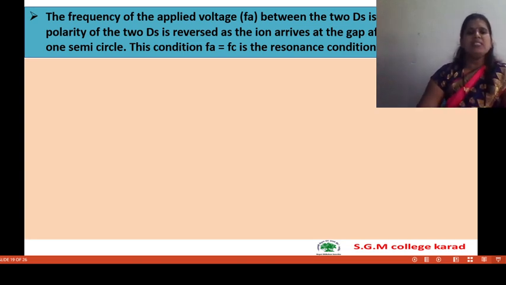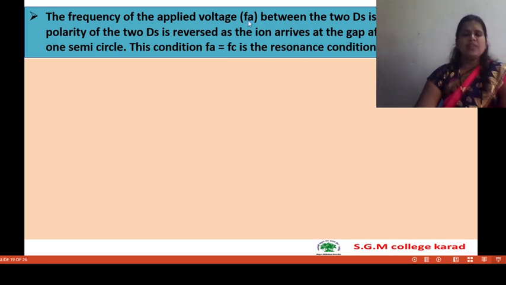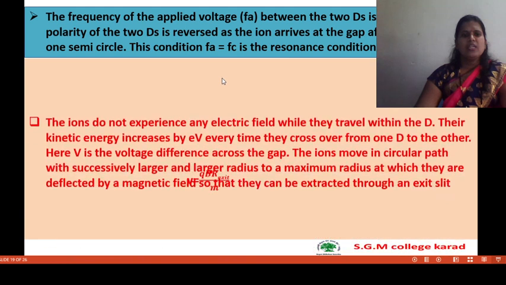Completing one semicircle, that condition, fa is equal to fc, is the resonance condition. The frequency of the applied voltage and the frequency of cyclotron motion are equal. This condition is known as the resonance condition.